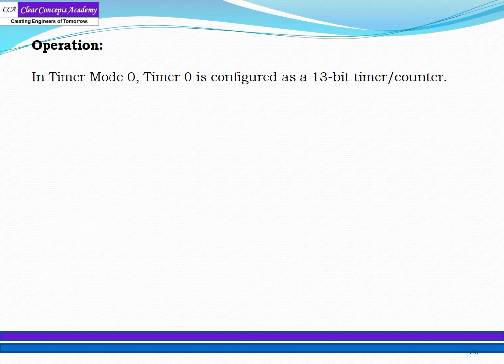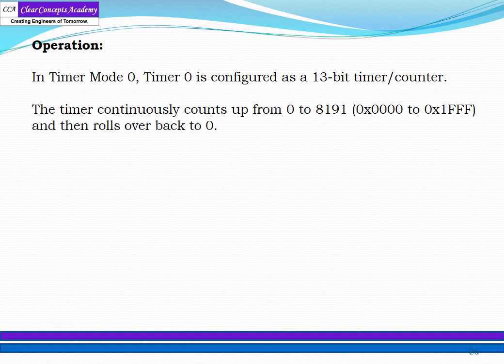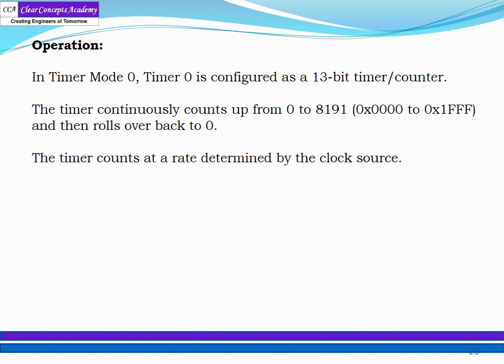Now operation, how does it operate? In timer mode 0, timer 0 is configured as a 13-bit timer or counter. The timer continuously counts up from 0 to 8191, that is 0000 to 1FFF hexadecimal, and then rolls over back to 0. The timer counts at a rate determined by the clock source. How the counting will be done? That will be determined by the frequency or the clock cycles.